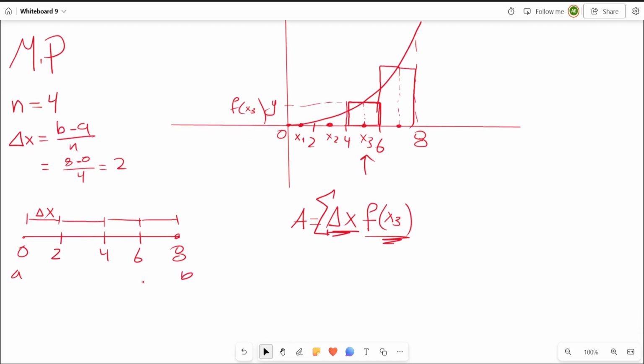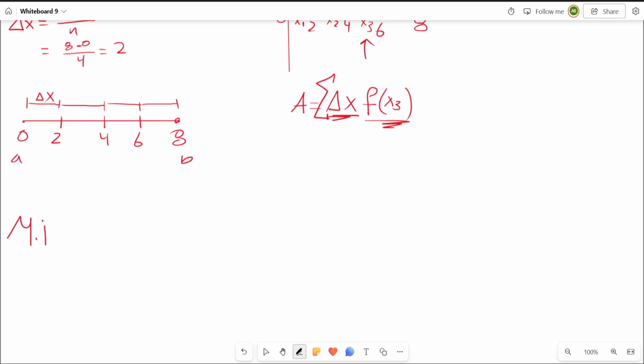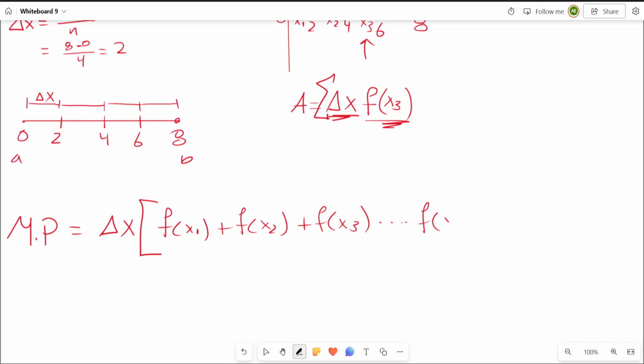So the midpoint rule, I'm going to give you the rule. The midpoint rule equals delta x. Let's take delta x out. Instead of saying delta x times f of x1 plus delta x times f of x2, I'm just going to take delta x out, and then I'm going to do f of x1 plus f of x2 plus f of x3, and so on until f of the final x, let's call it n, okay? Basically, this is the midpoint rule.